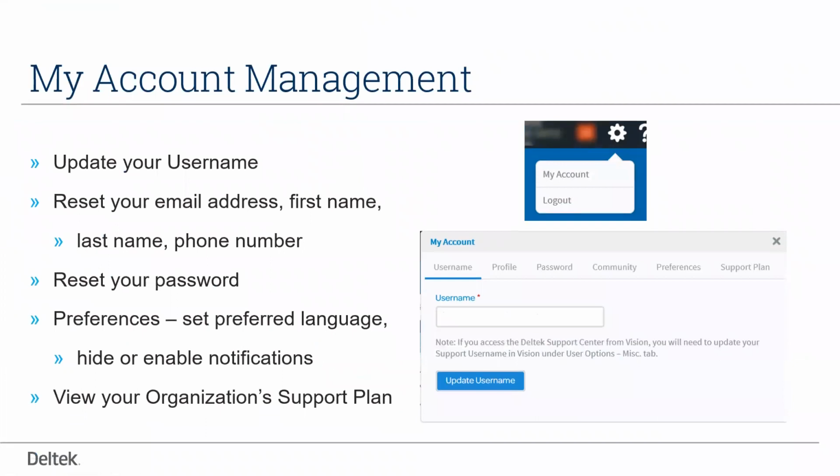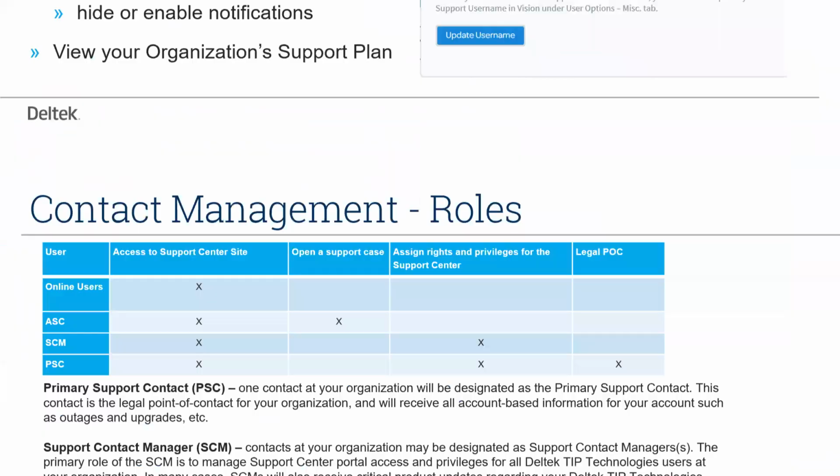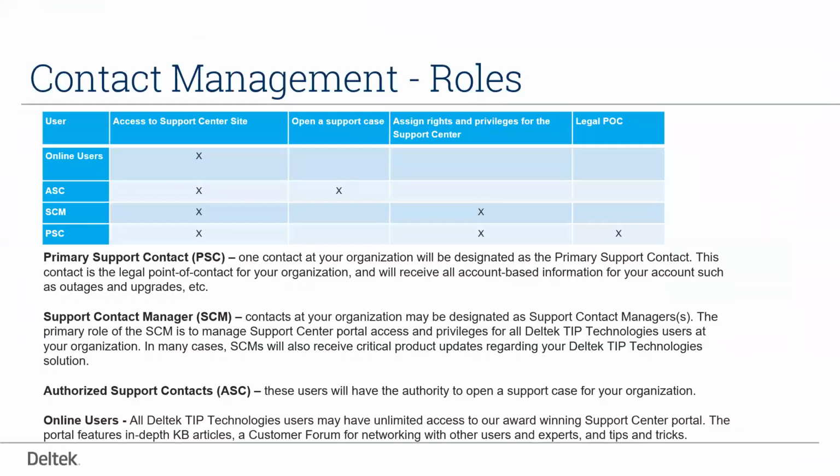We went into account management, talked about what you do there, and that you must reset your password initially. So these are the roles. We'll do a little acronym soup here. These are the roles that govern what you see on the support center. The primary support contacts are individuals who can make legal changes with Deltek about your organization. And the way that we've set this up is to set your billing contacts as your primary support contact.